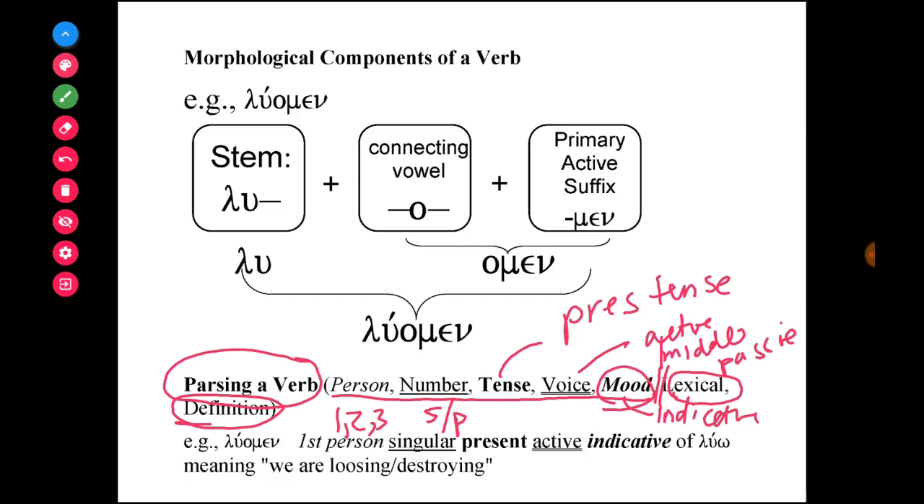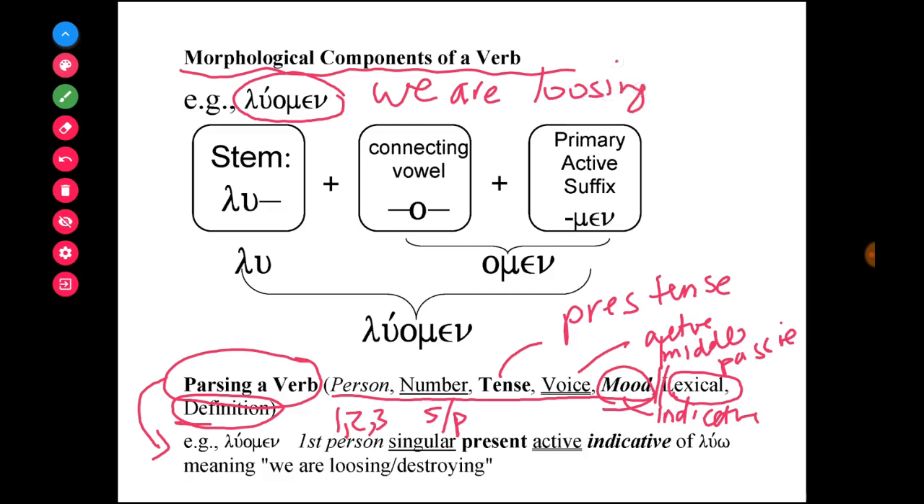But right before we give an example of how to parse a verb, let's go over the morphological components of a verb. And here I'm going to look at the example luomen, which means we are loosing. Its lexical form is luo. This is what you see in the dictionary, luo, which means I am loosing or I loose. You can refer to I'm loosing or untying my shoes. It can sometimes be translated as I'm loosing or freeing a person from prison.